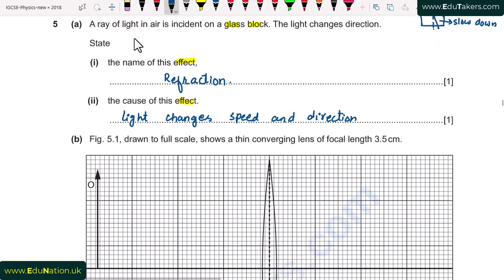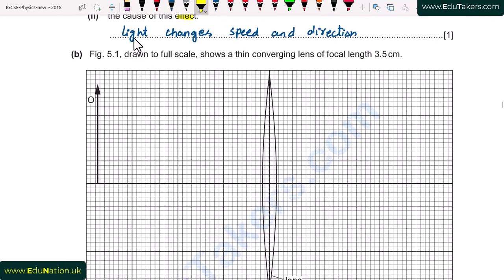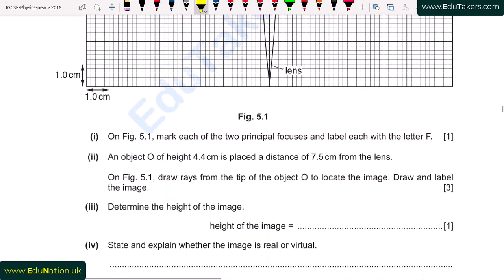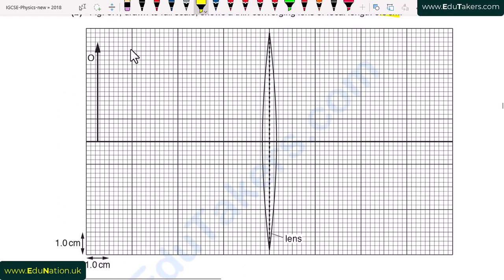Part B. Figure 5.1, drawn full scale, shows a thin converging lens of focal length 3.5 cm. So this converging lens has a focal length of 3.5 cm. Part 1. On figure 5.1, mark each of the two principal focuses and label each with letter F. So first of all we have to mark each of the two principal focuses with F.